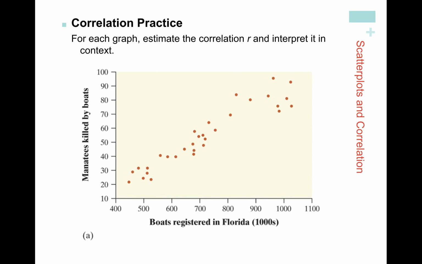And then on the y-axis, the response variable is the number of manatees killed by boats every year. The number of manatees.